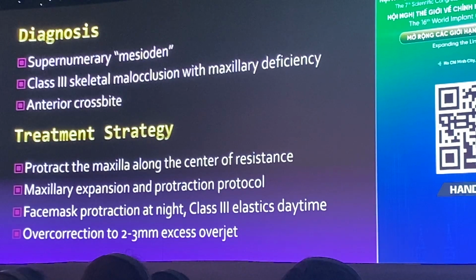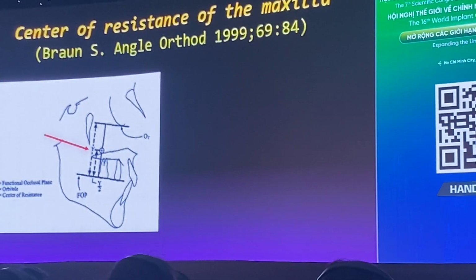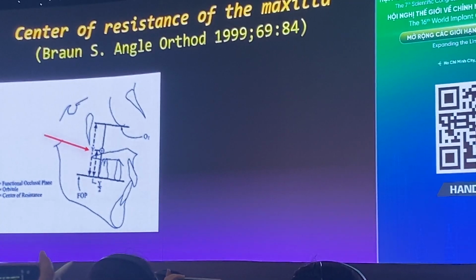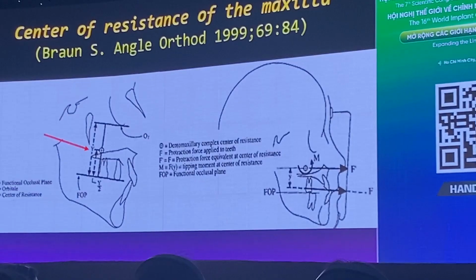So now I'm going to illustrate that with Victoria. First of all, why do you want to translate the maxilla forward? The center of resistance of the maxilla is actually between the Frankfurt horizontal, which is underneath the eyeball, and the occlusal plane of the upper first molar. In between. So if you protract the maxilla below the center of resistance, then you're going to tip the maxilla. So don't do that.